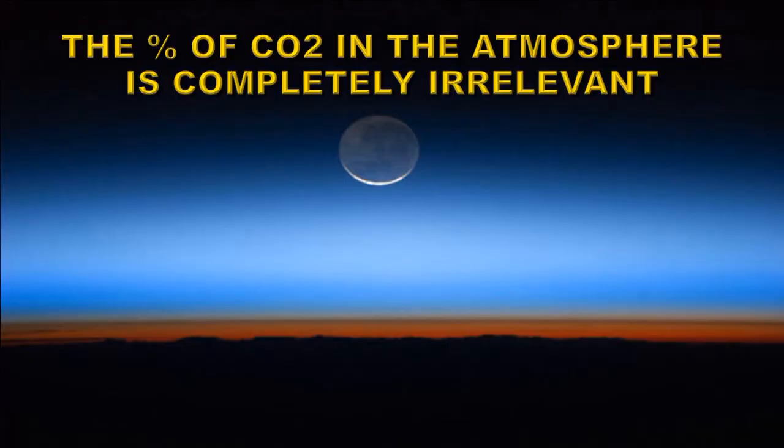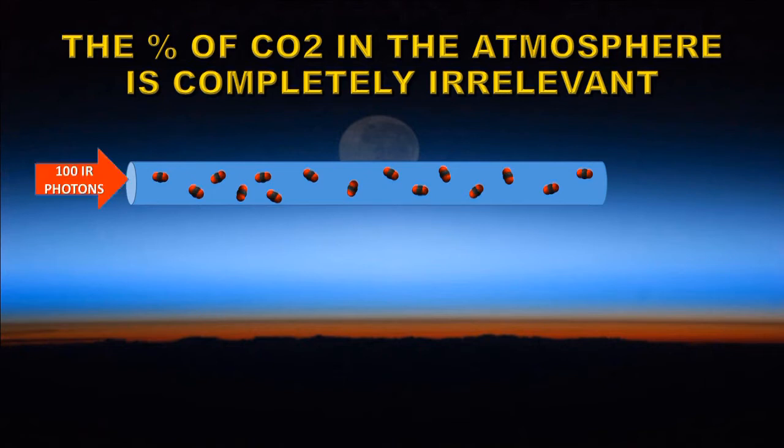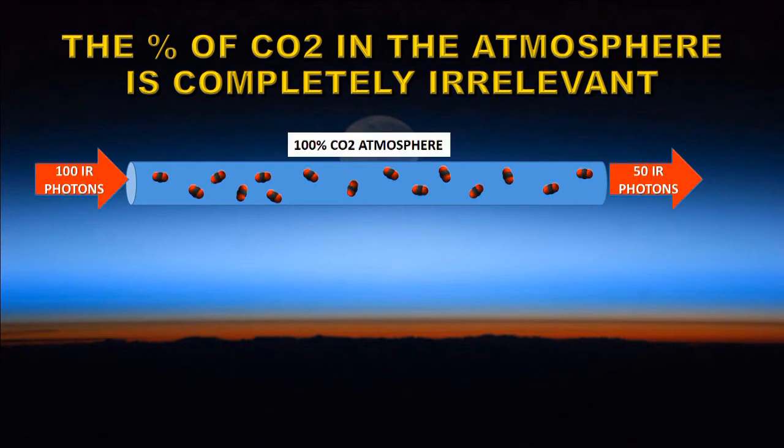I maintain that the percentage of carbon dioxide in the Earth's atmosphere is completely irrelevant, and I'm going to show you a little thought experiment that will demonstrate that. Let's take a cylinder that's got an area of 1 square centimeter and is 1 meter long. We're going to put some carbon dioxide in that cylinder, and just the right amount that if we should shine 100 IR photons in one end, exactly half of them will be absorbed or scattered away. So only 50 IR photons will come out the other end. So that's a 100% carbon dioxide atmosphere.